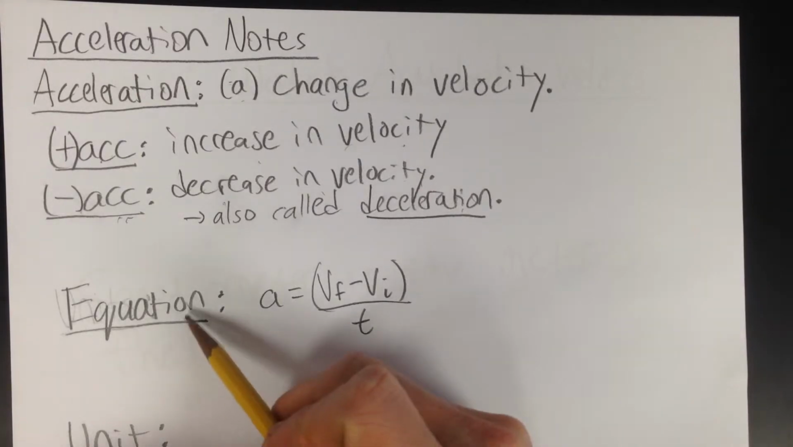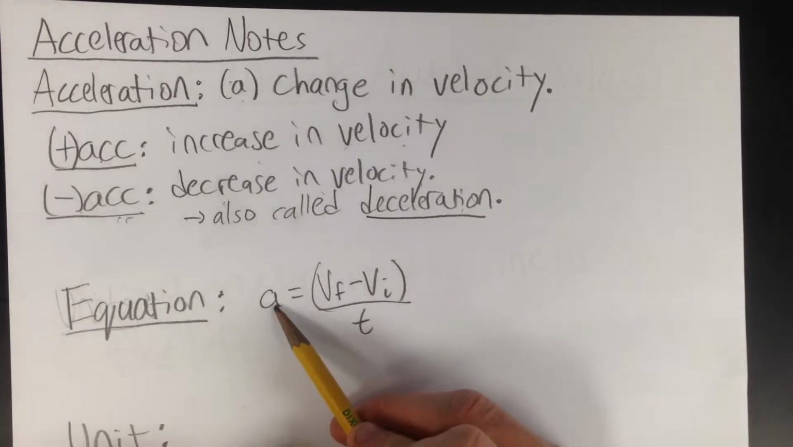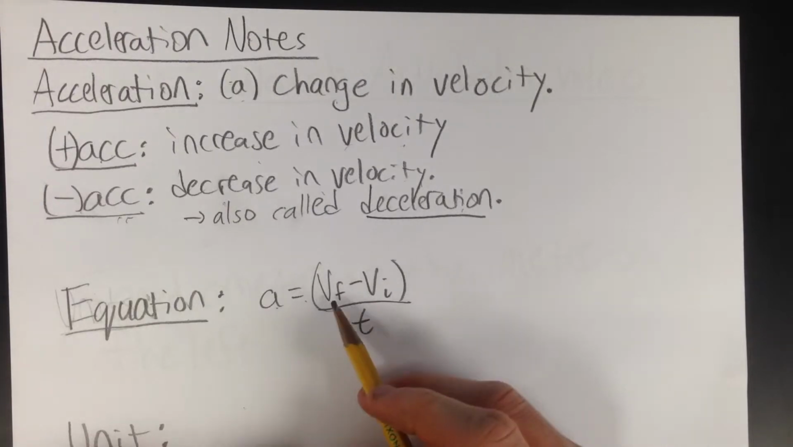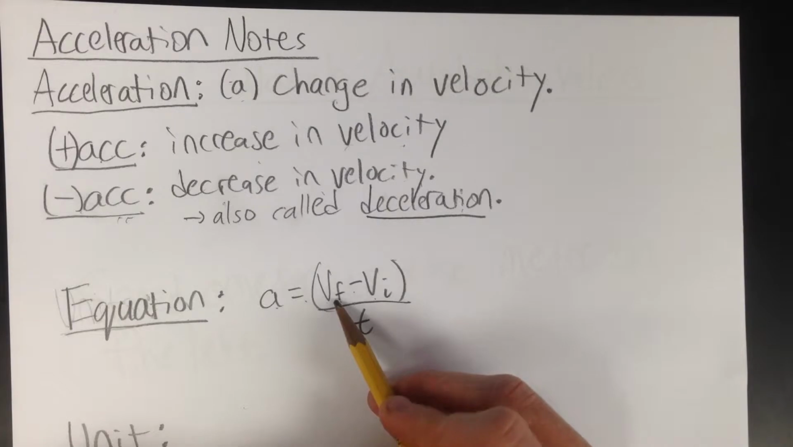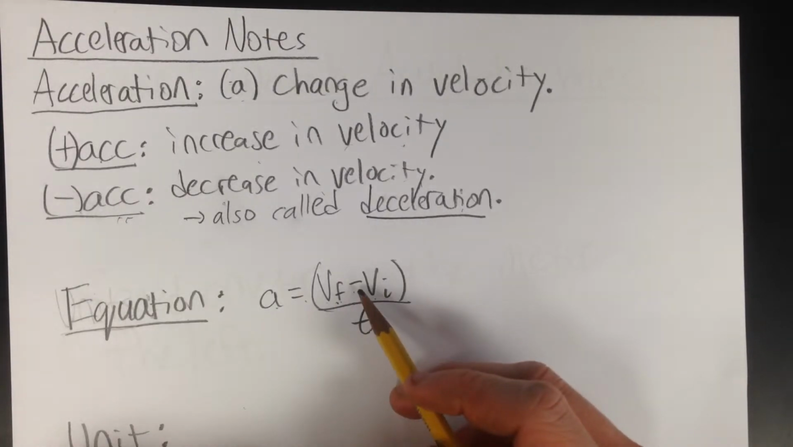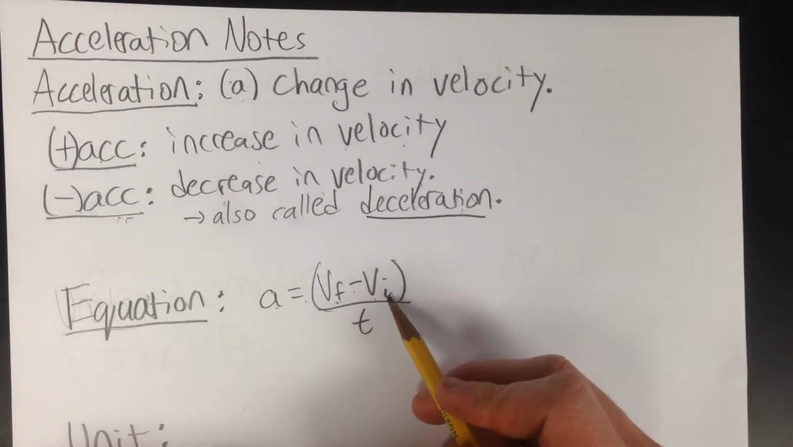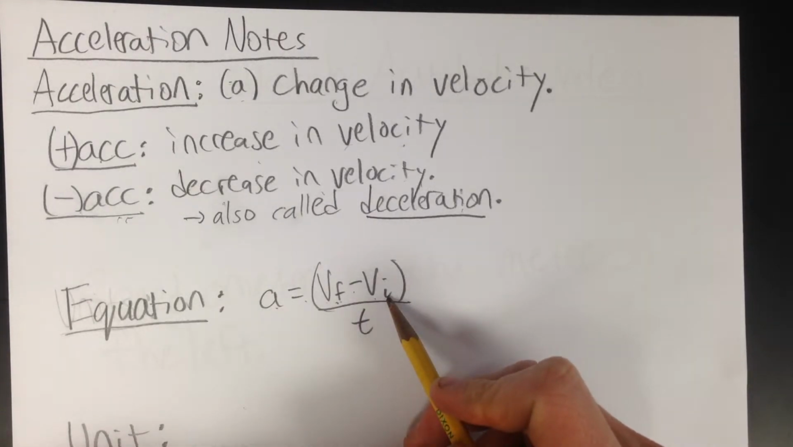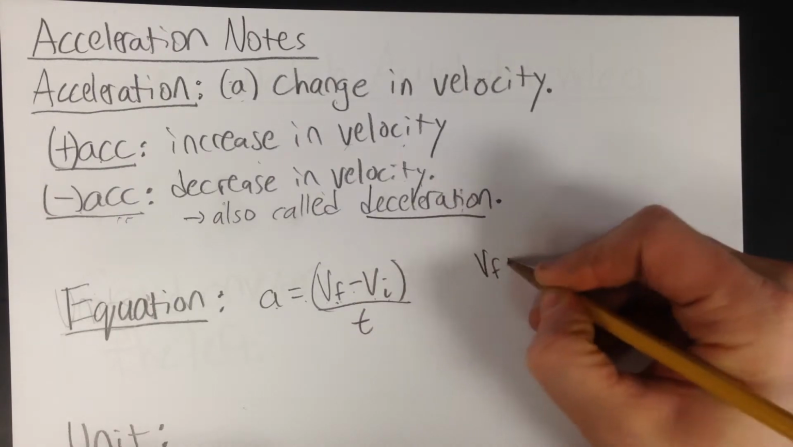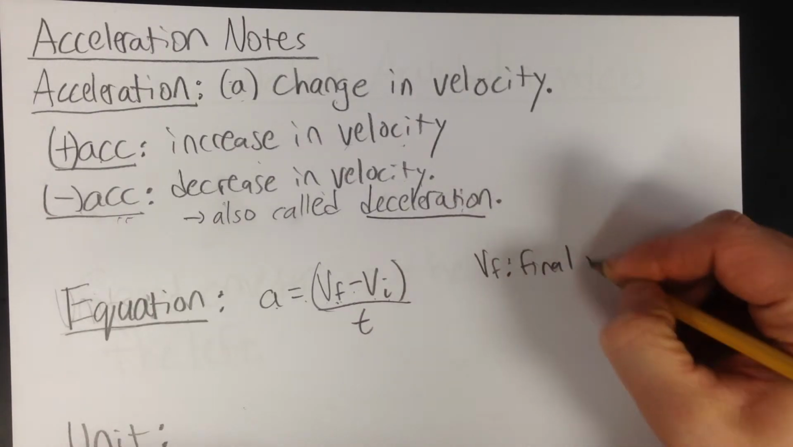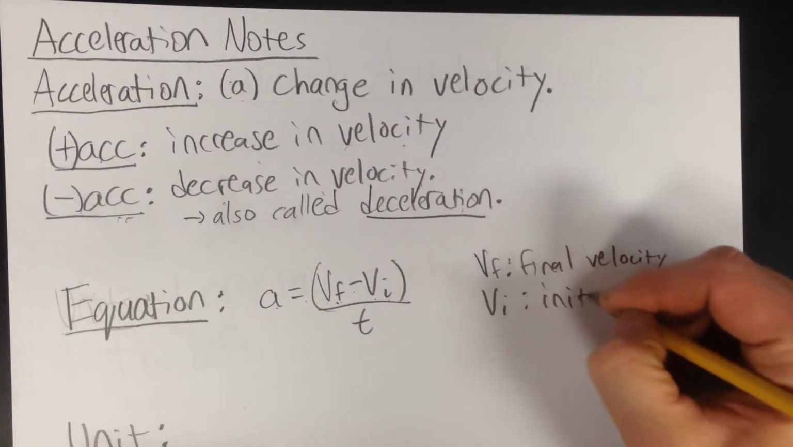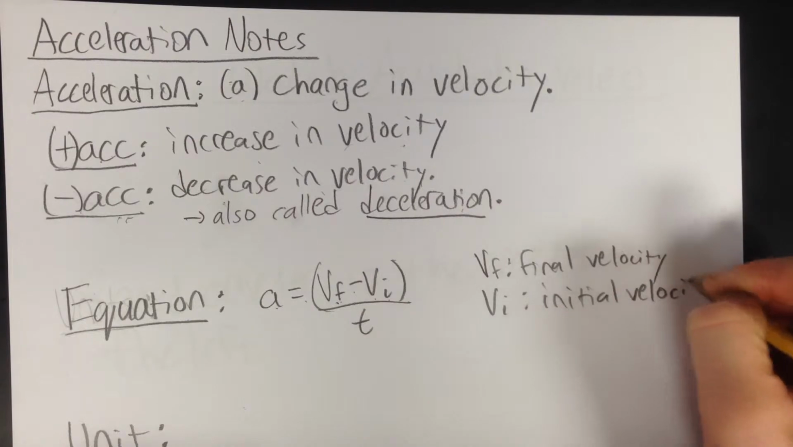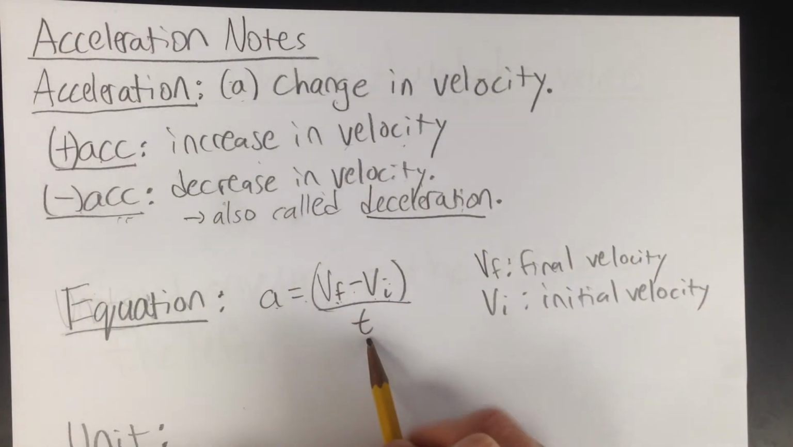The equation for acceleration is a, that's acceleration, equals Vf minus Vi. That means final velocity, your velocity at the end of accelerating, minus your velocity initial. That means your velocity at the beginning of acceleration. So Vf, let's say that's final velocity, and Vi, write it down, initial velocity. And that's divided by time.